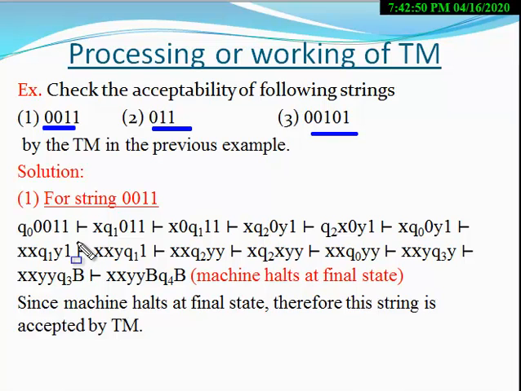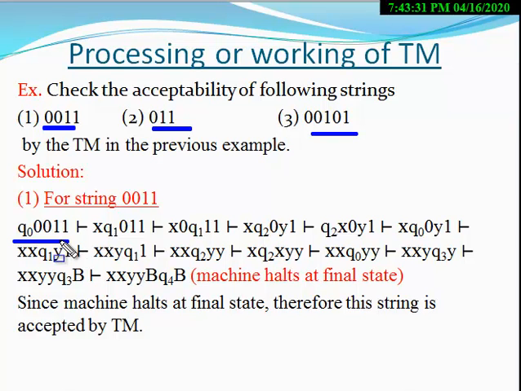Initially you have to start from the initial ID. This is the structure of the initial ID. You know, the initial ID was described in the previous lecture. The structure of the initial ID is the initial state and the string which you have to process. At the left will be the initial state, at the right will be the input string which you want to process. So here Q0 is the initial state and 0011 is the input string.